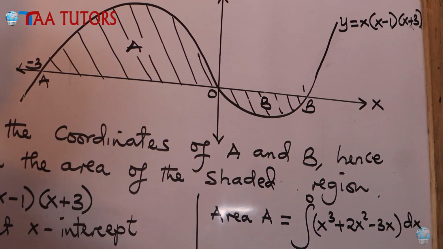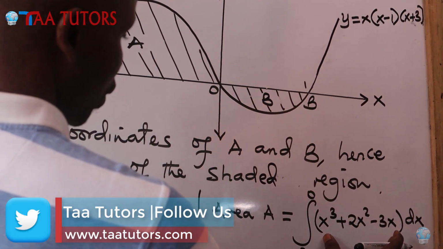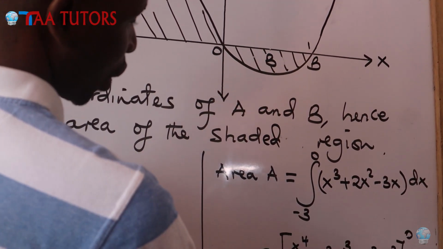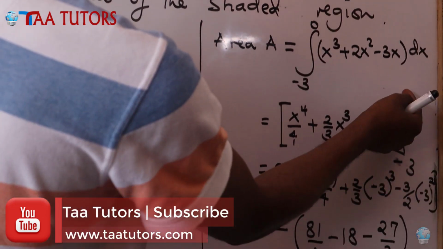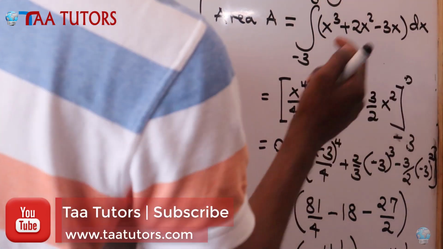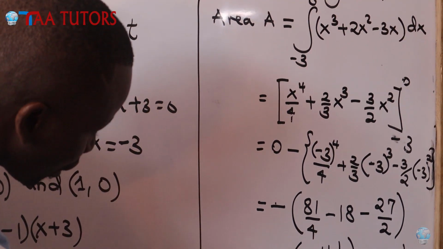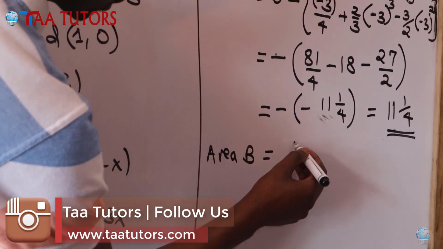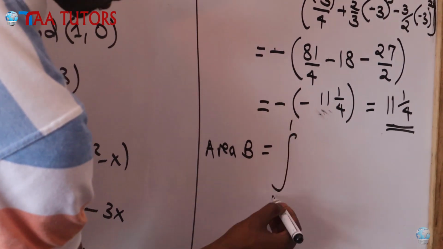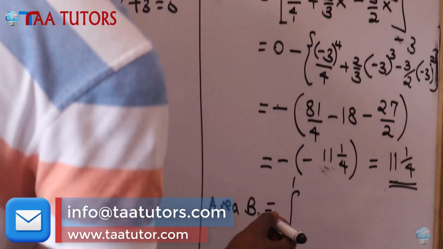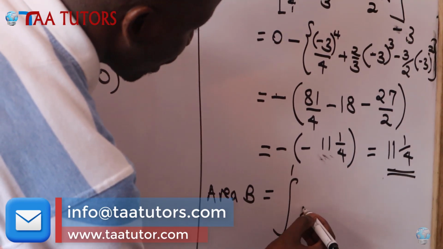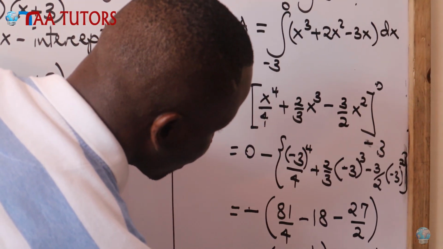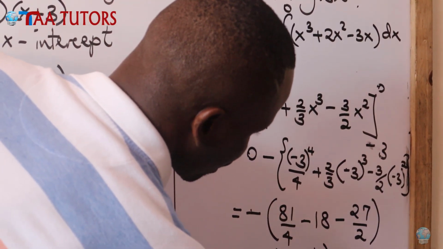curve, and the second part is going to be, like we said, the same function here. In fact, I can carry it up to here, because the integral of this one is the same for both of them. So I'm just going to change the limits here by saying now area B, but let me just show it so that students don't have a problem. 1, 0, and it is going to be x cubed plus 2x squared minus 3x dx.